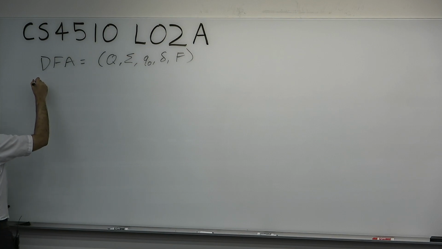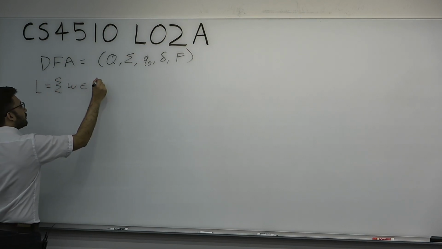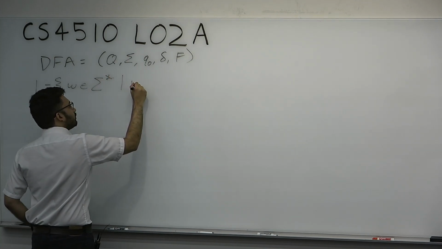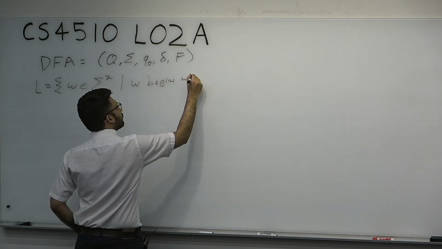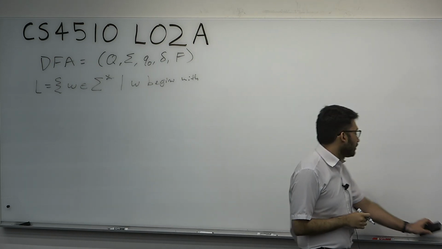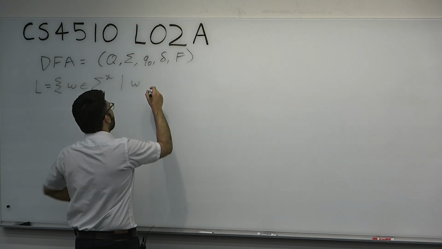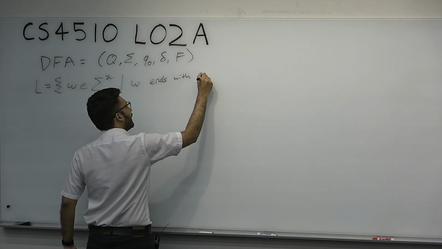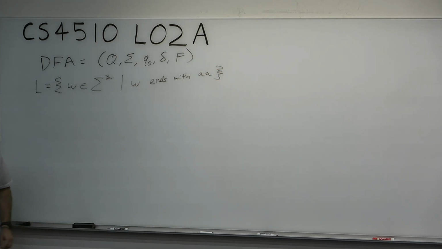So let's do the language: W is a word, and W begins with... no, not begins with. Do something slightly harder. We'll do ends with AA. So here, W is a word, it's going to end with AA.